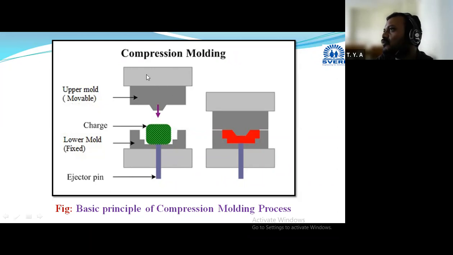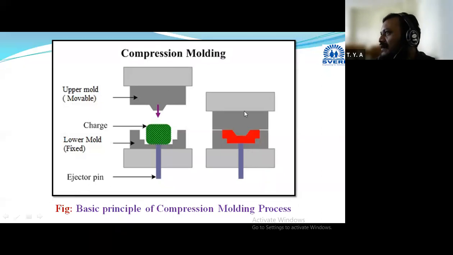And how is it moved? At this side, guide pins will be there. Two guide pins, one at the right end and one at the left end, and with the help of the guide pins, we can move this upper mold. Initially, we take the raw material in the form of a charge, preheated raw material. It is termed a charge, and it is taken in the lower half of the mold. This mold is a heated mold. In this heated mold, we take the charge, and this charge is pressed with the help of this upper mold.